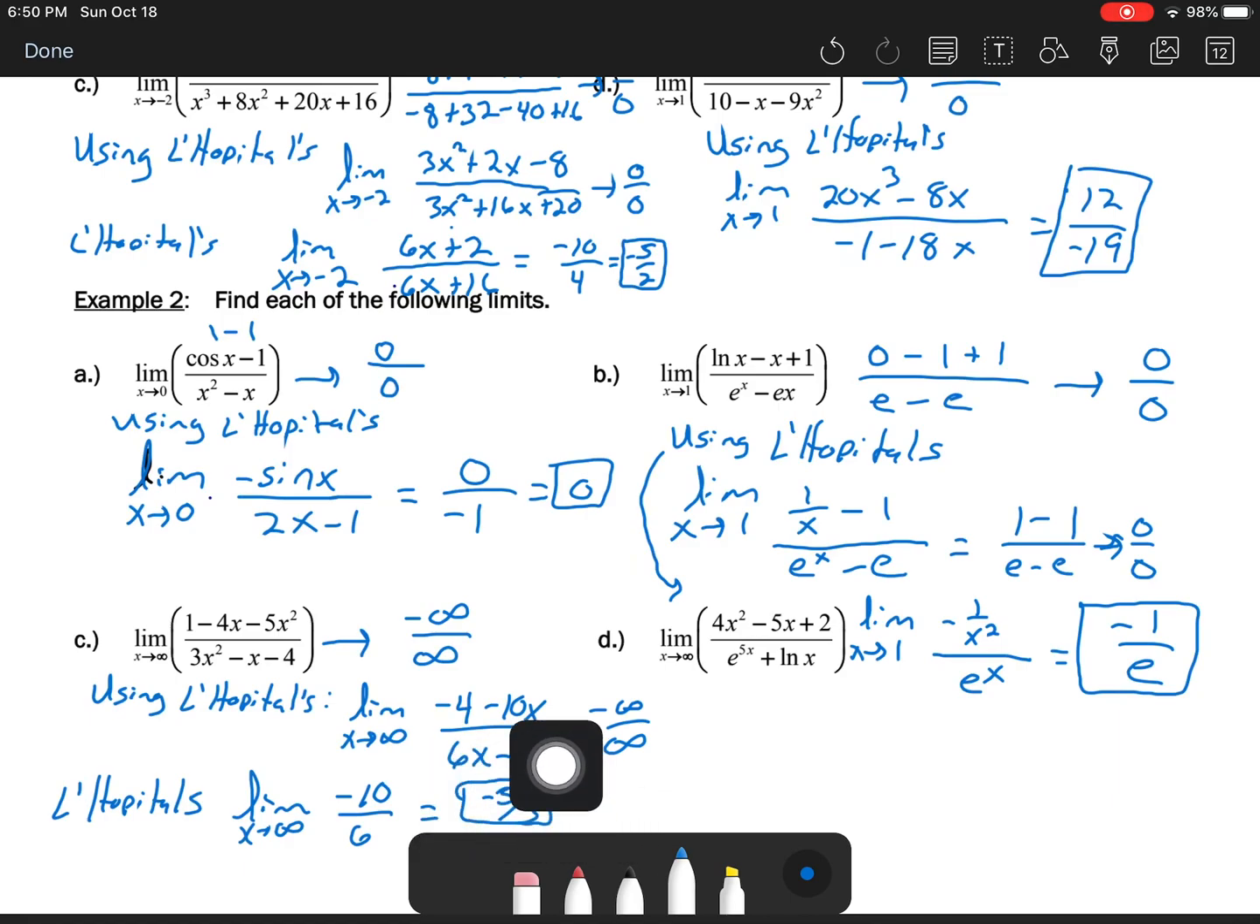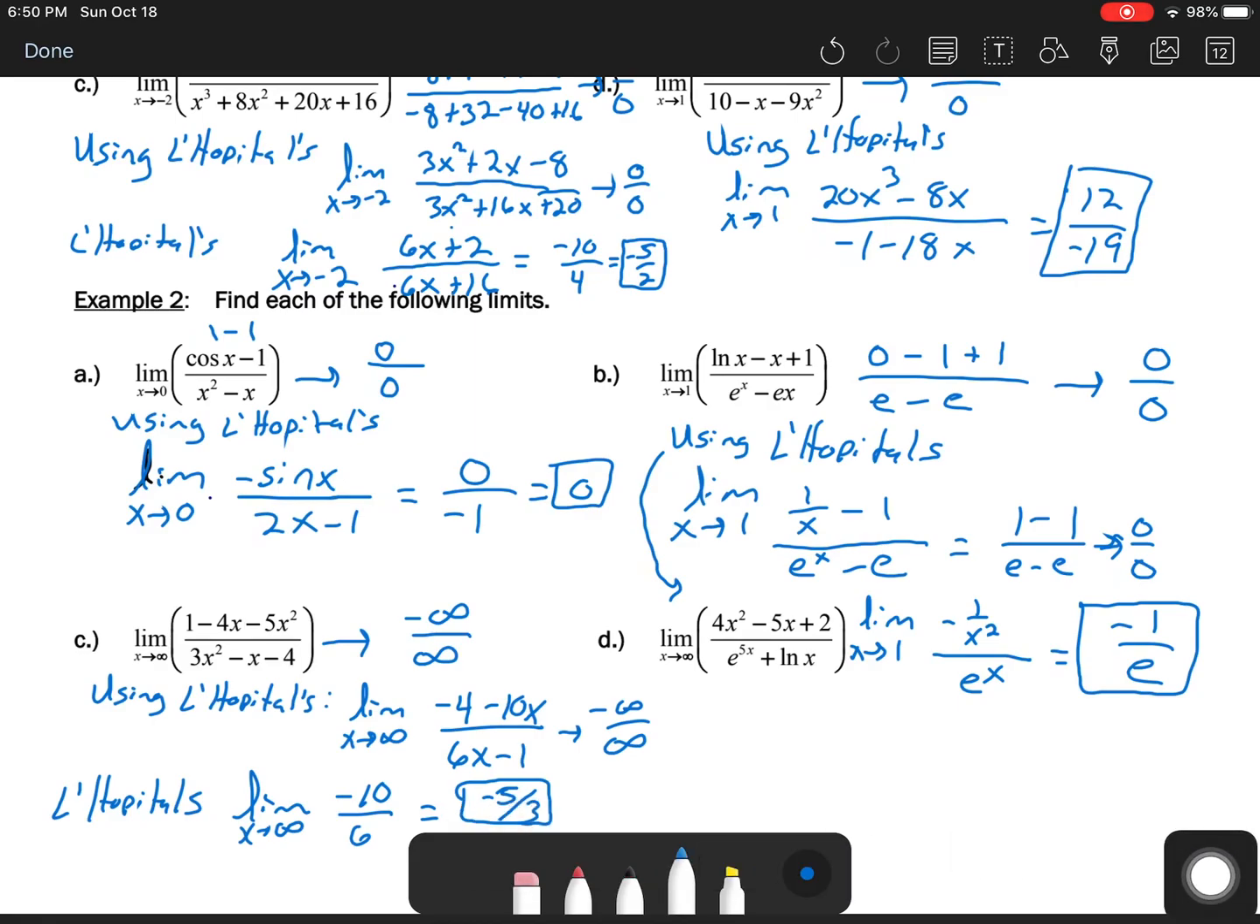And again, because the leading coefficient is negative 10 here, and this is a positive 6, we'd have negative infinity over positive infinity again. So we're going to do L'Hopital's rule one more time, and then I'm left with just negative 10 over 6. So derivatives again, and then it's just a constant now. So negative 5/3 would be my value there.